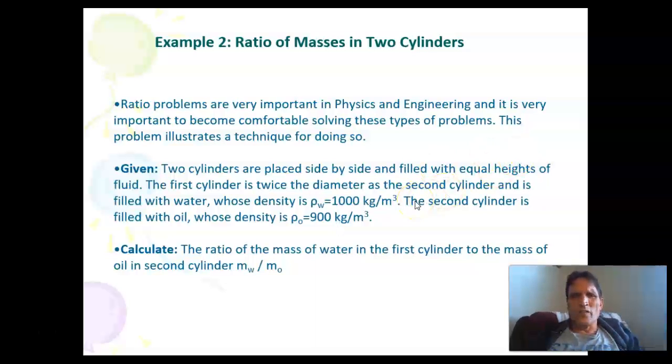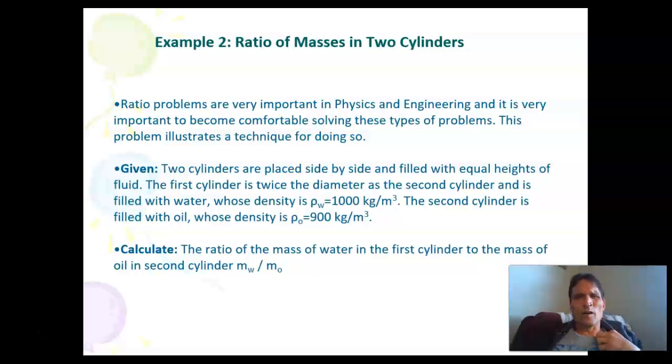Okay, and the question is, what is the ratio of the mass of water in the first cylinder to the mass of oil in the second? In other words, what is M water divided by M oil? Now I'd like you to stop your video here and try to work this example out before looking at the solution that we're going to cover next. We're going to go into it in detail, but take a time out here and try to work through this on your own. All right, so assume that you've tried to work it out and you're back.